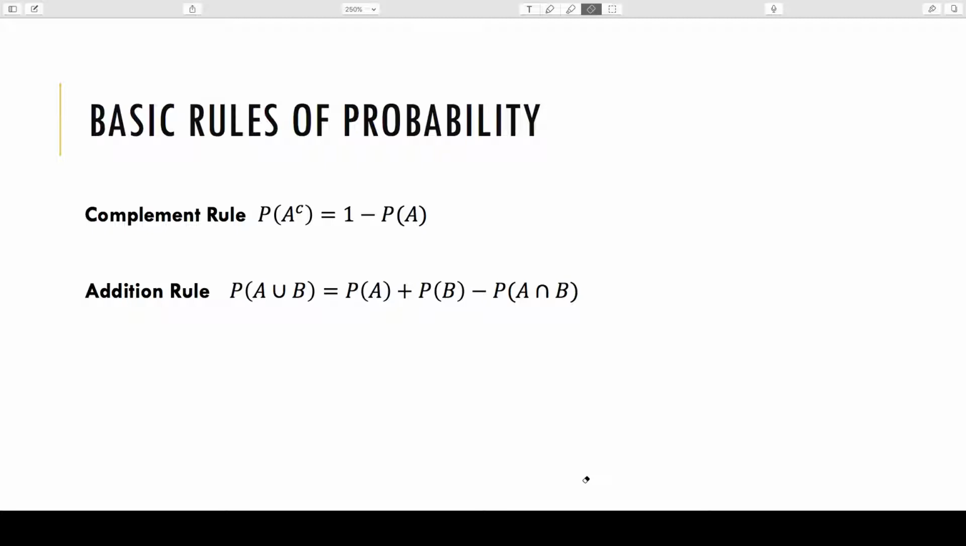So the complement rule. That's that little C. And that just means the opposite of A. So if I say that A happened, the complement would be A not happening. So to figure that out, you just do 1 minus that probability.